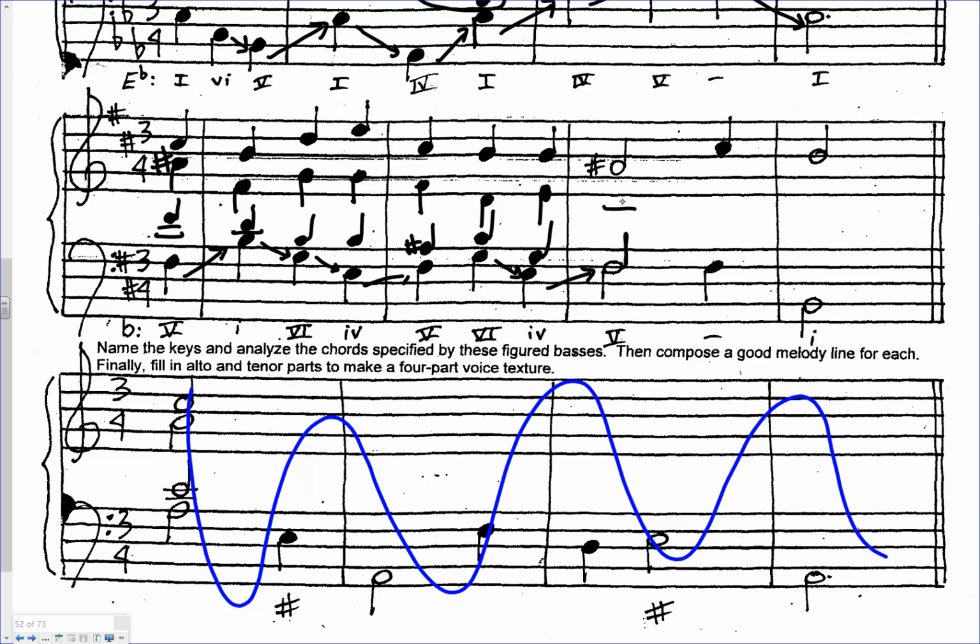And then my altos can come down and sing the C sharp. And look at that, the soprano already has the sharp sign because that was a given note. And that makes it the 5 chord with the root doubled, F sharp.